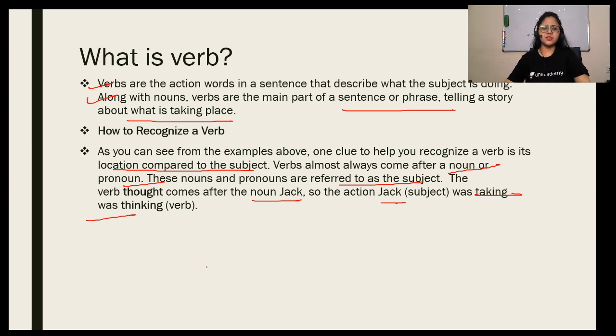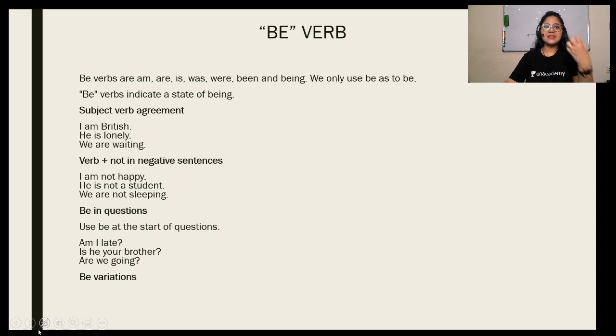If we have a sentence, Jack thought of innumerable things that he could do once the lockdown would get over, then thought comes after Jack. So Jack is the noun and thought is the verb. Similarly, there are other types of verbs. That is the main verb, where thought talks about a particular state where you are thinking. All right. Now let's begin with the be verb series.